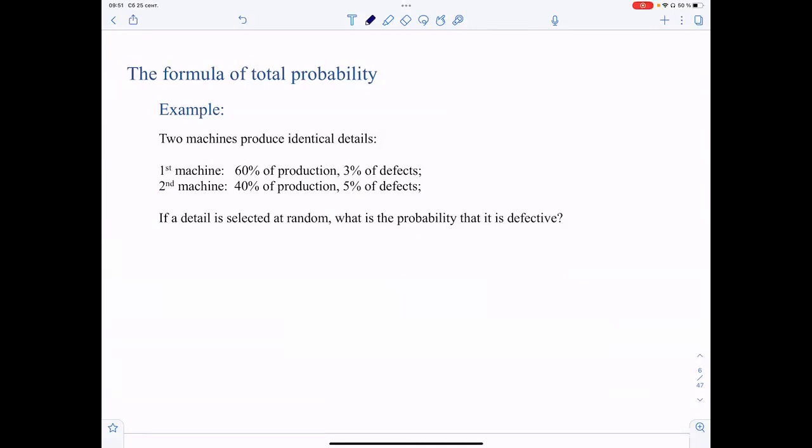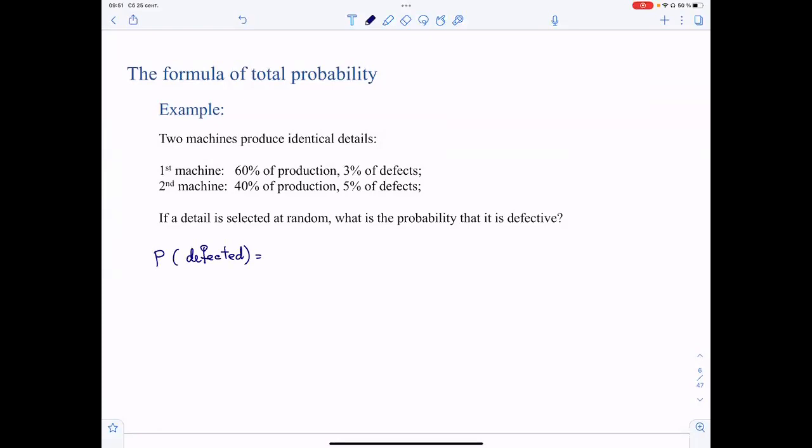All right. Then you have a box with all of the details produced, and you do not know which one was made by a precise machine. So you pick a detail at random, and now we want to evaluate the probability that a randomly picked detail is going to be defective.